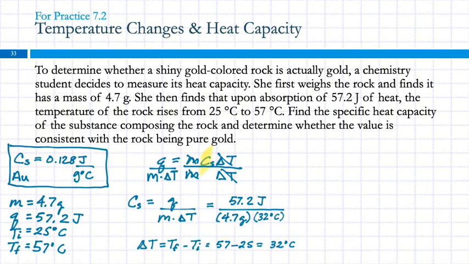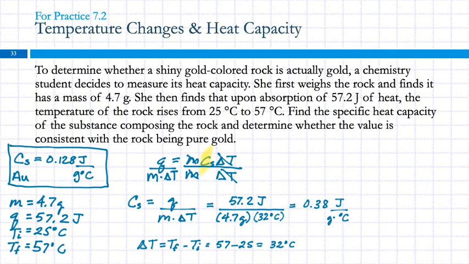57.2 divided by 4.7 divided by 32. Oh, pressed the wrong button. Let's try that again. So that looks like it would have two significant figures, and I'm looking for a ballpark anyway. So 0.38 joules per gram degrees Celsius. If you got a significantly larger number, you are miscommunicating with your calculator.